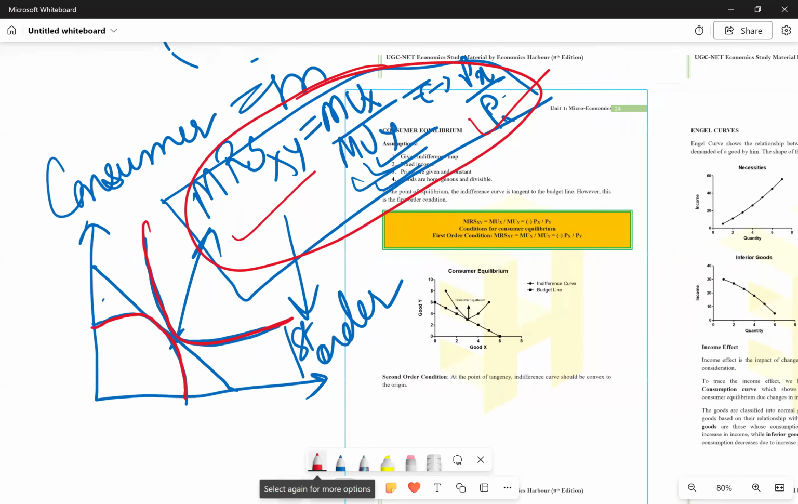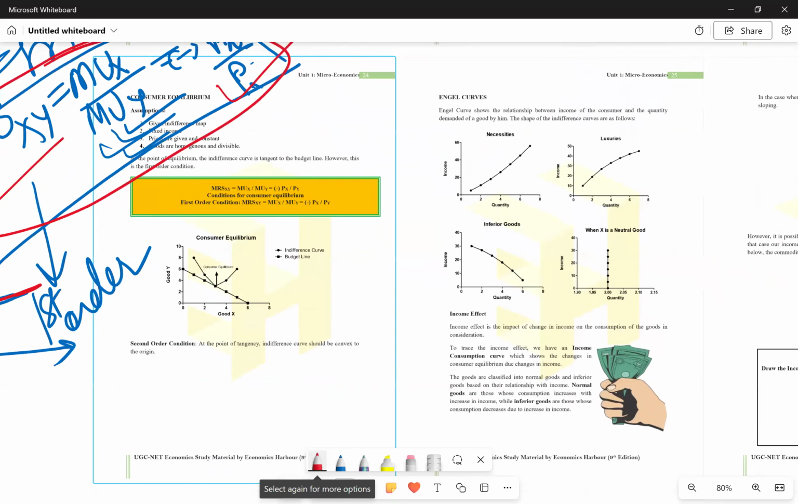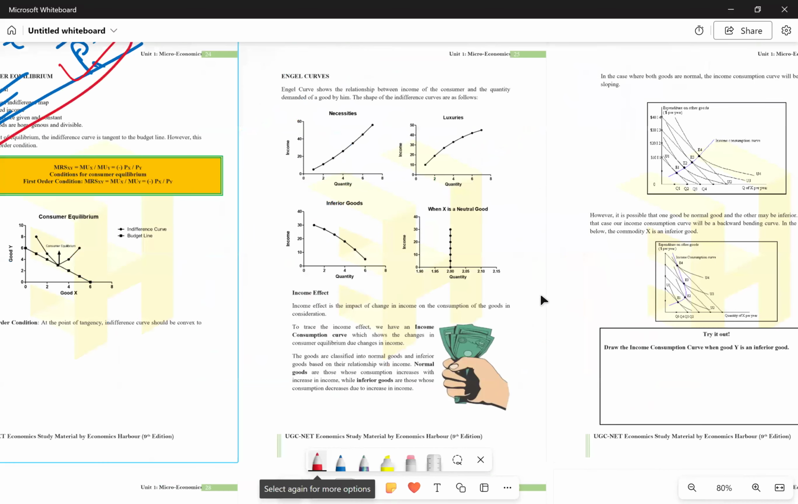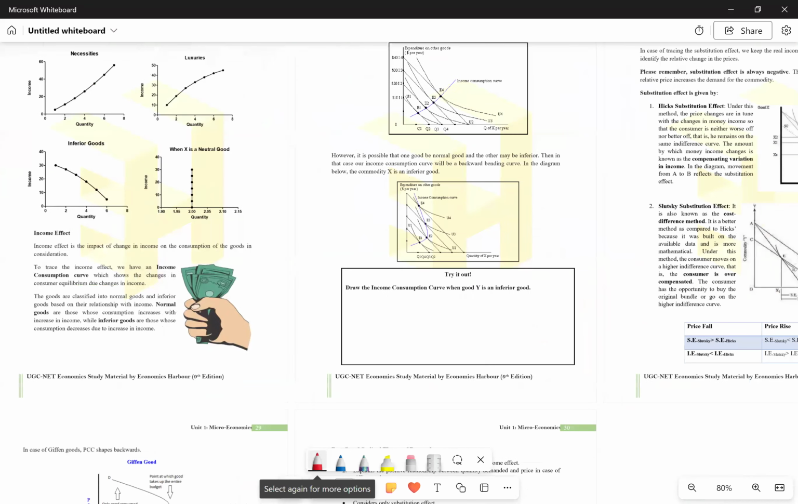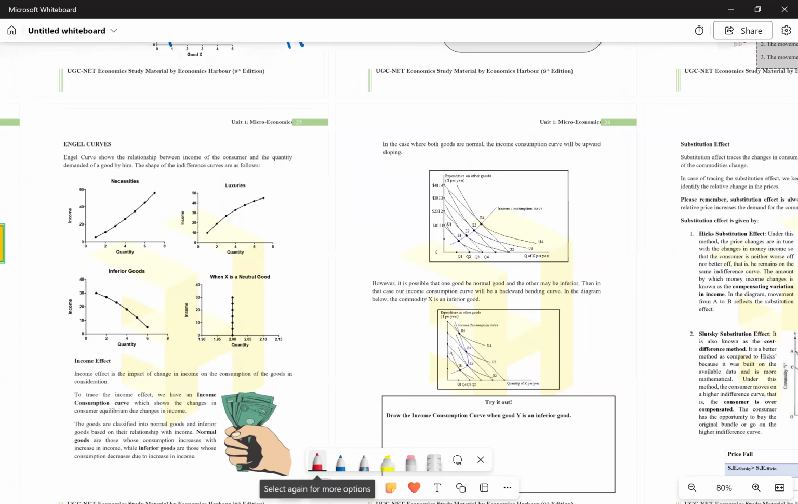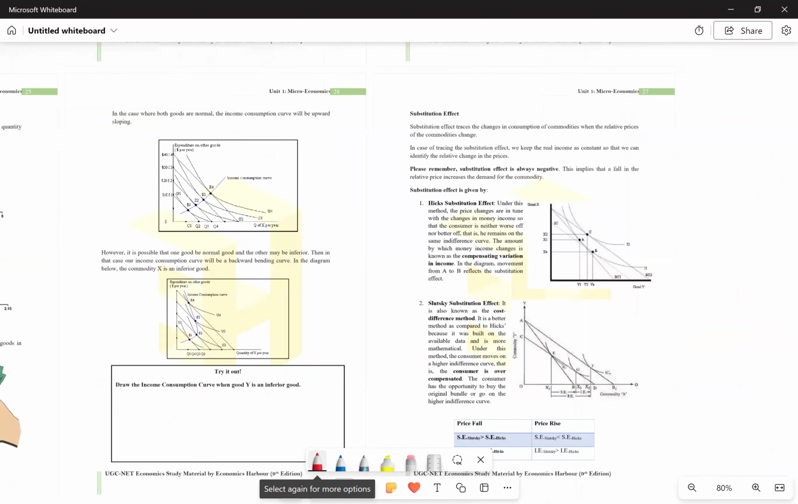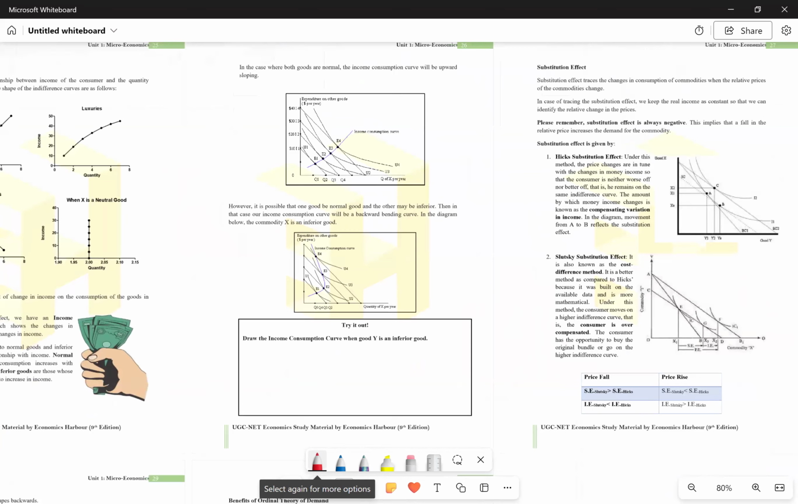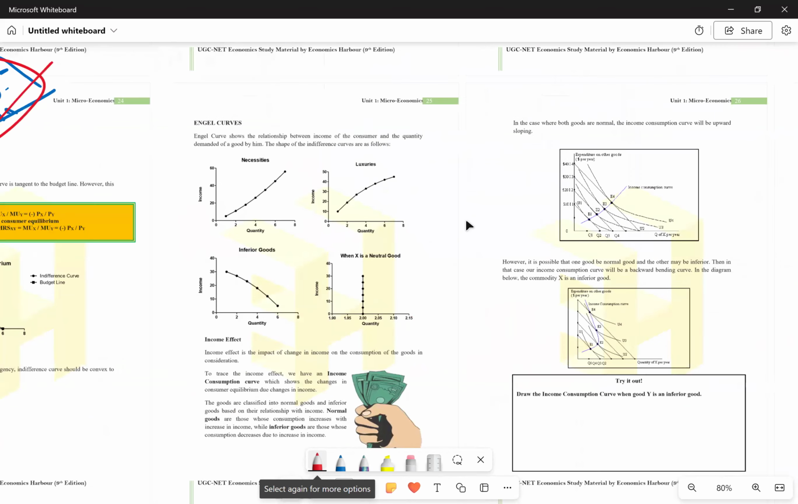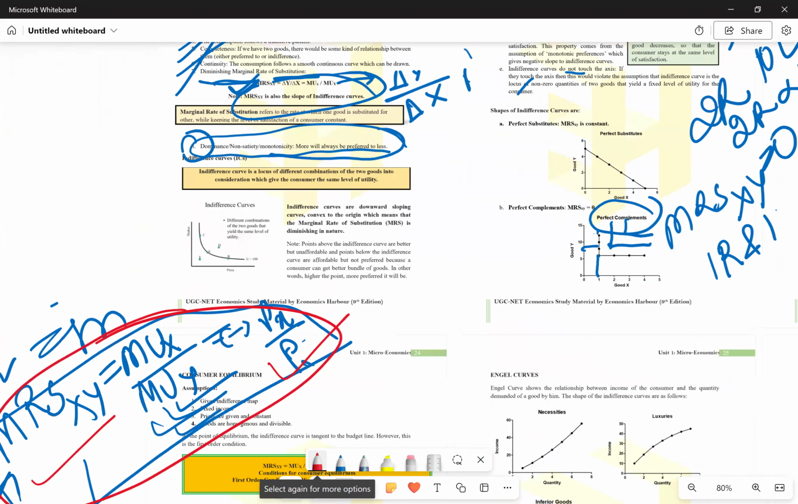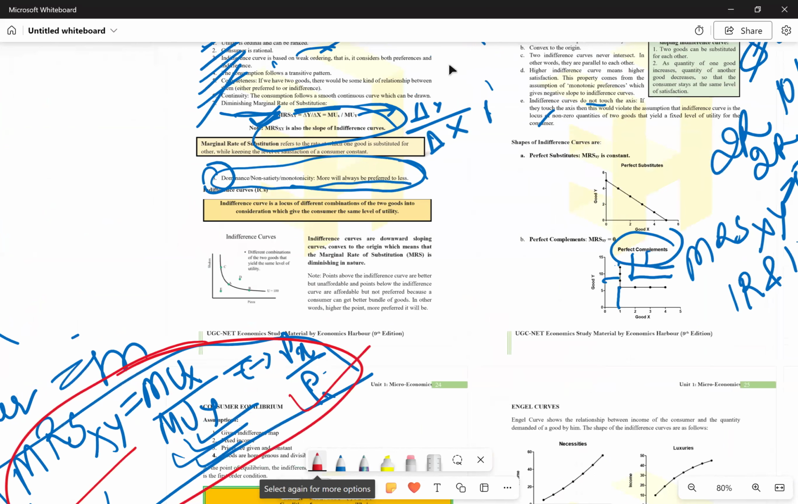Good till here? Yes, ma'am. Okay. So we'll continue this tomorrow, and we'll finish off the substitution effect and so on. Any query, anything till now? No, ma'am. And I'm asking again, you're comfortable with the pace? Yes, ma'am. Okay. Right.